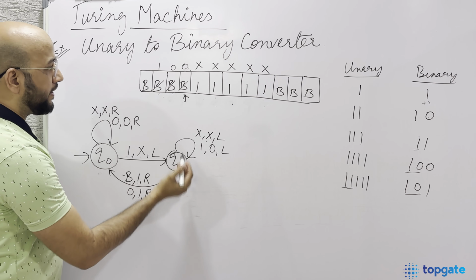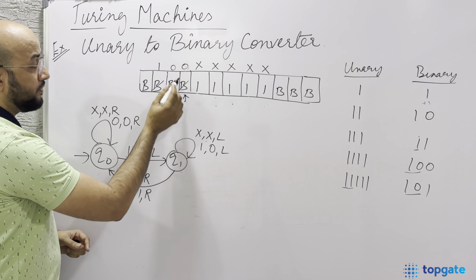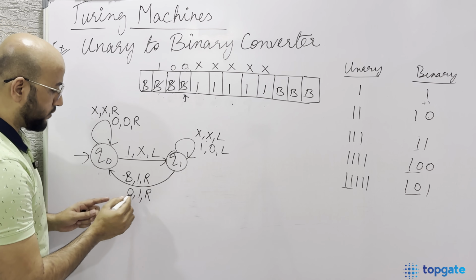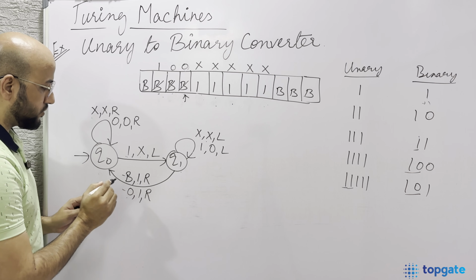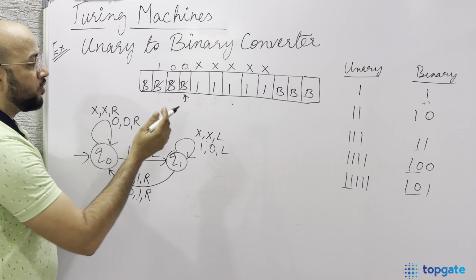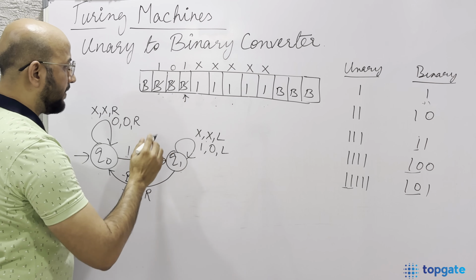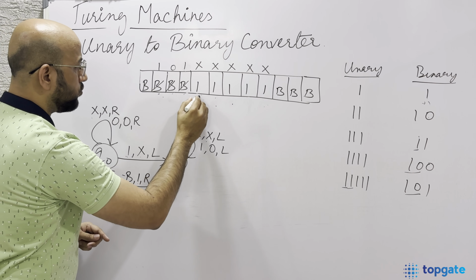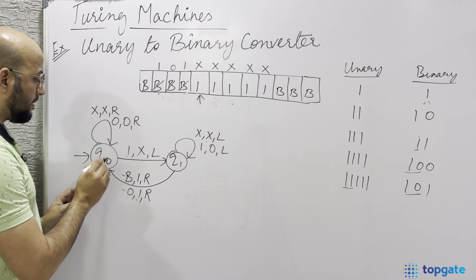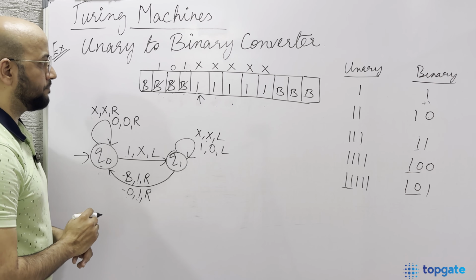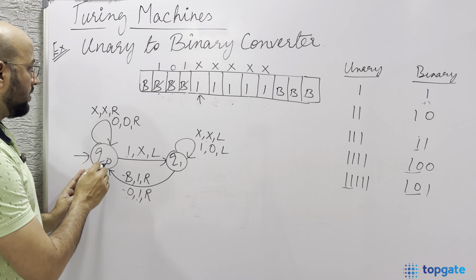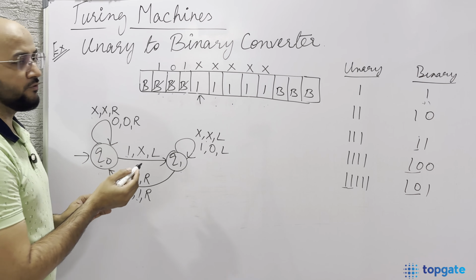At q1, I'm finding a 0. This 0 has to be changed to 1. So I'll take this move: if you find a 0, change it to 1 and go on to the right hand side. This 0 will be changed to 1 and the pointer will point on to this x now, and I am at state q naught. Now at q naught it says all these x have to be skipped.